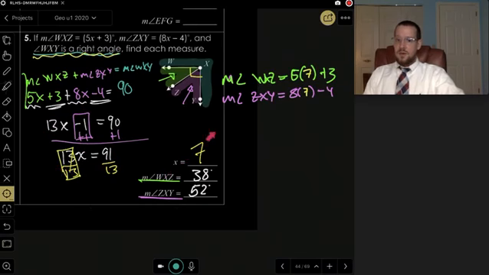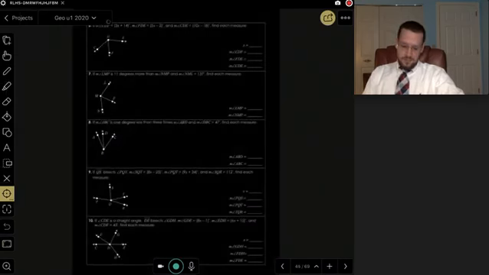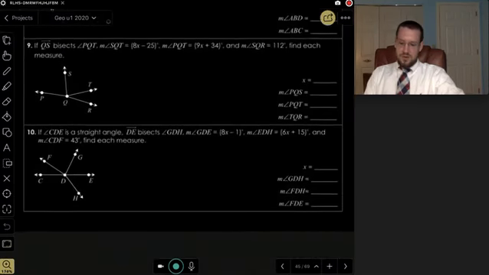Use that x value, plug it back in to find our values here, right? And so this is a very simple process. What we had to do here was know what a right angle was and use that to get our x value. So what I'm going to do here is look at this one down here.